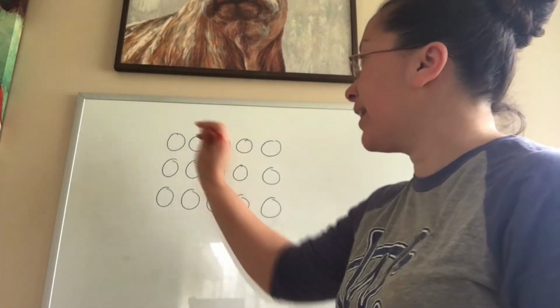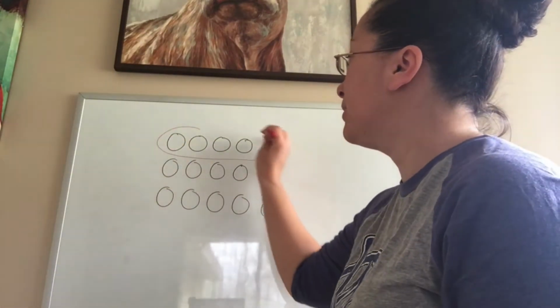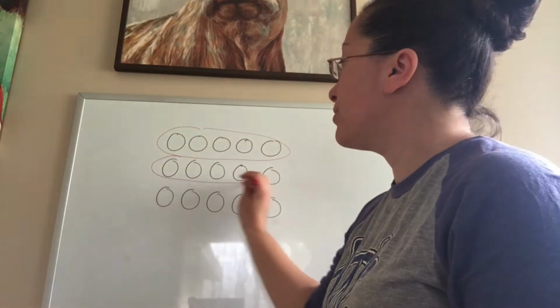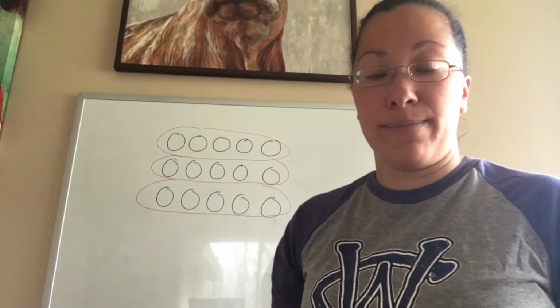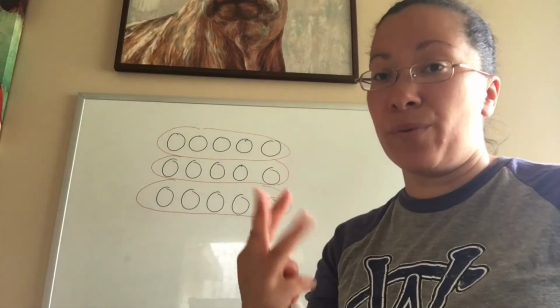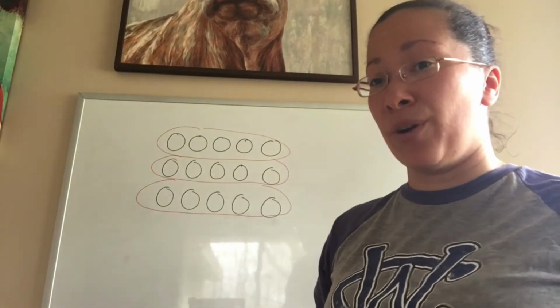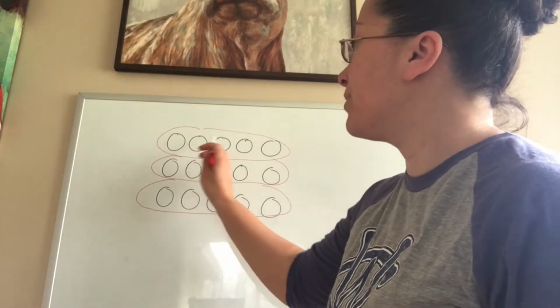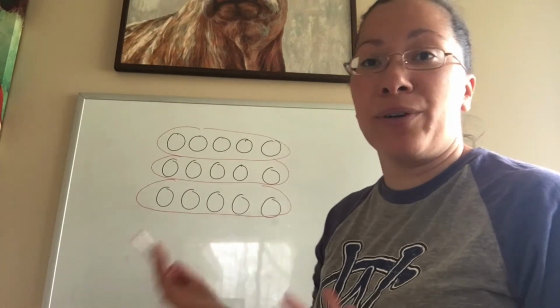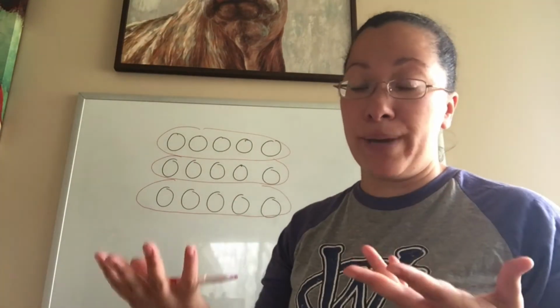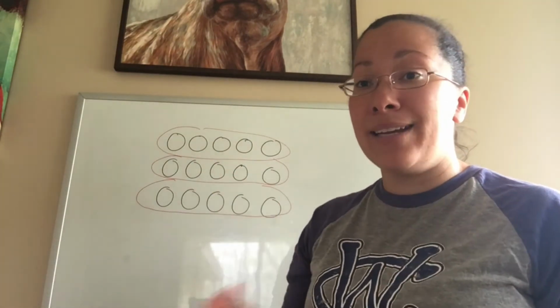If I take a look, I have 1 row, 2 rows, 3 rows of circles in my array. Now that I know I have 3 rows, I have to count how many circles are in each row. My first row has 1, 2, 3, 4, 5, and I know my second row has 5, and my third row has 5, because remember, an array has an equal amount of circles or pictures in each of the rows and each of the columns.